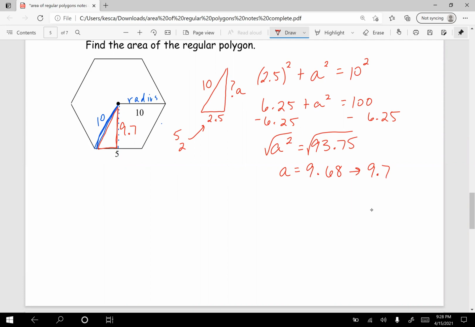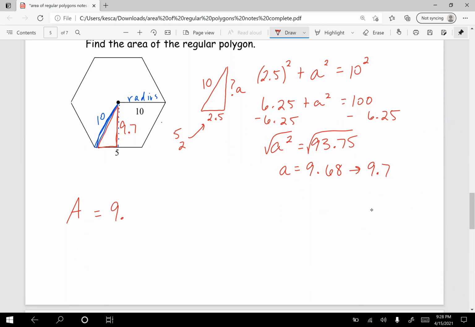Okay, so now we've got our apothem, and we can also find the perimeter. So now we can find the area. The area is going to be the apothem, so 9.7, times the perimeter. I'm going to do the side length, which is 5, times the number of sides. Well, it's a hexagon, so it's 6. And then we're going to divide that by 2. Just remember this part right here, this is your perimeter.